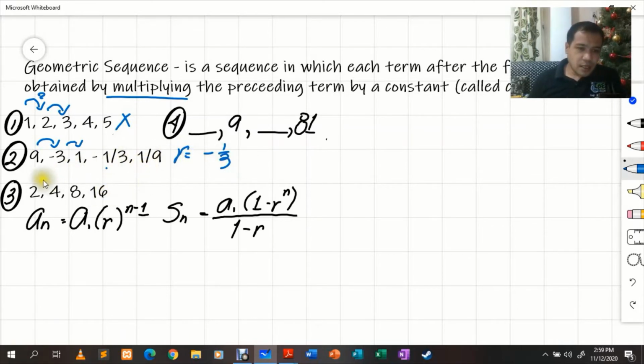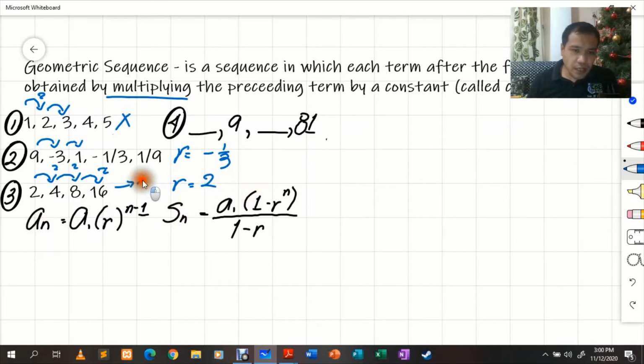In number 3, 2 para maging 4, we can multiply by 2 or we can add 2. So, 2 times 2 is 4. 4 para maging 8, multiply ng 2. So, times 2, at multiply ulit tayo ng 2 para maging 16. So, dito, r natin is 2.